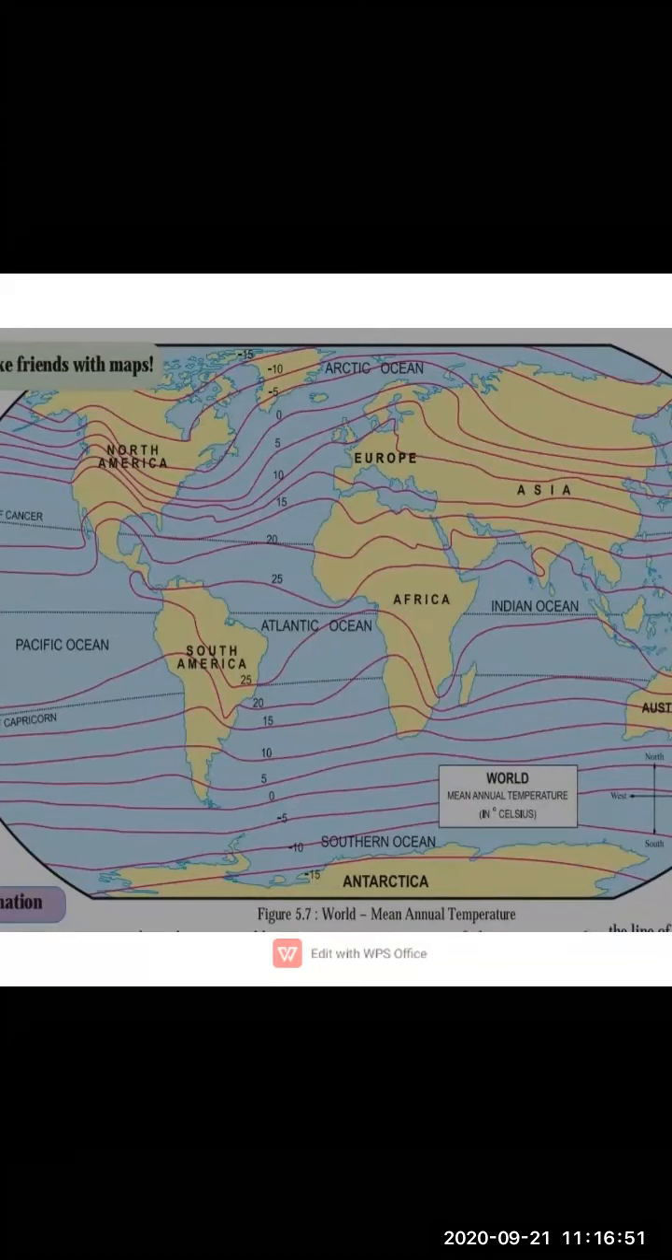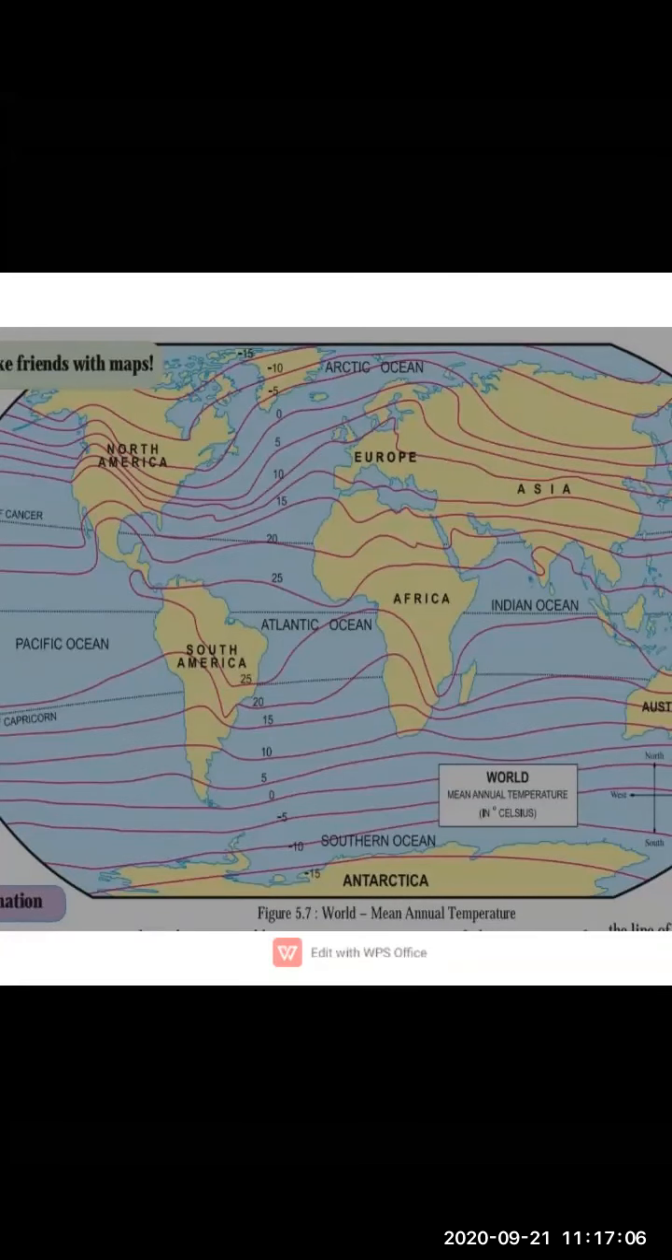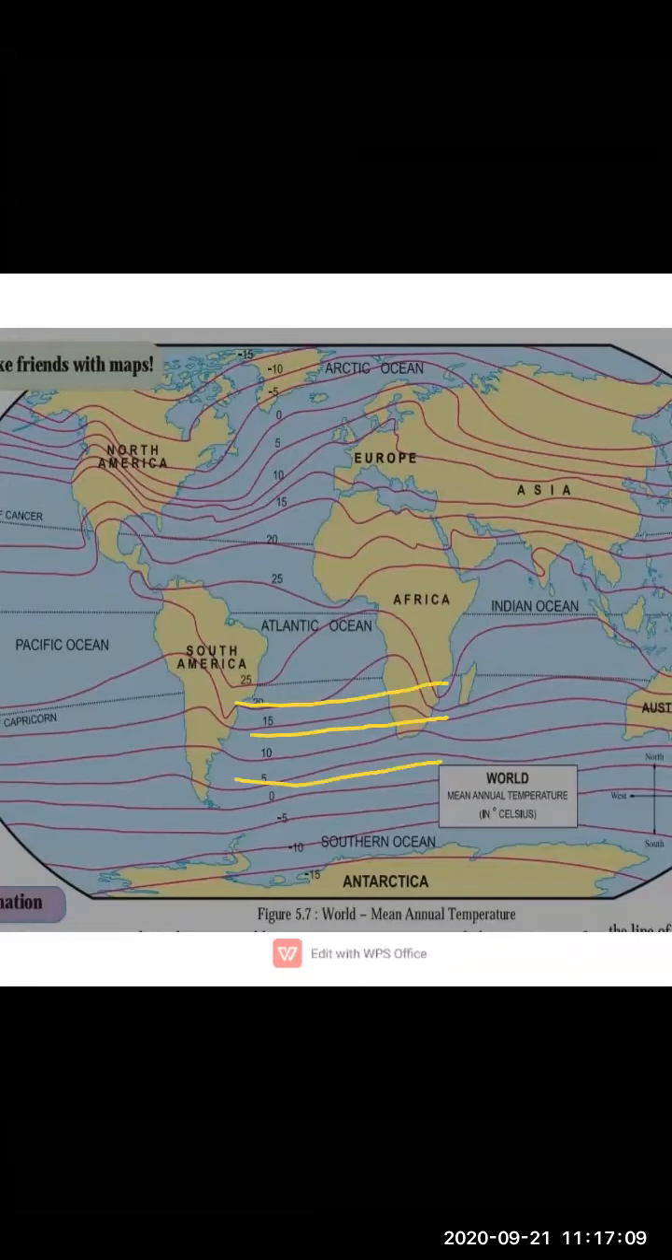Children, they are the isotherms that connect the places with the same temperature, and these lines generally appear to be parallel to the latitudes on the world map. Can you see? Aren't they parallel? Latitudes we know very well. Our important latitudes are what? Equator, Tropic of Cancer, Tropic of Capricorn, Arctic Circle, Antarctic Circle. So they appear to be parallel to the latitudes on the world map.